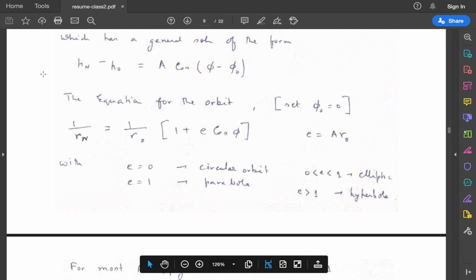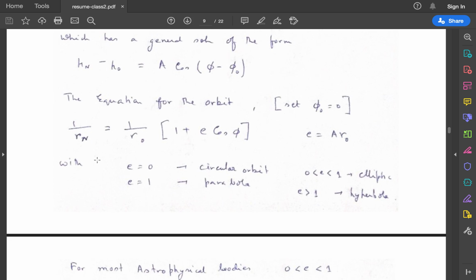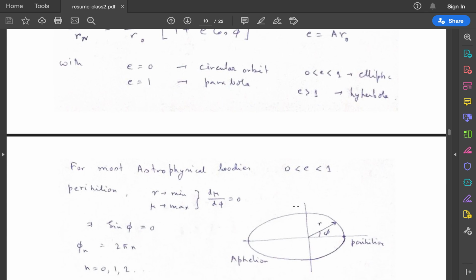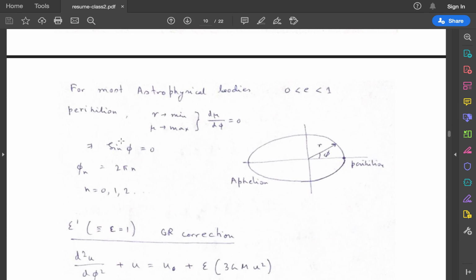So we know what this equation looks like and what orbits it gives. We know that e equal to 0 gives a circular orbit, and if e lies between 0 and 1, this gives an elliptic orbit. It gives a parabola for e equal to 1 and a hyperbola for e greater than 1. These are the known equations. And for most astrophysical bodies, this e is between 0 and 1. That means the orbits of astrophysical bodies are always more or less elliptic.